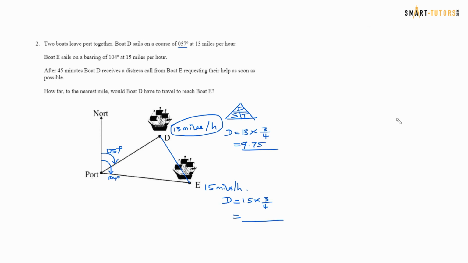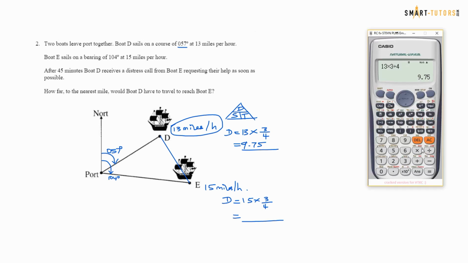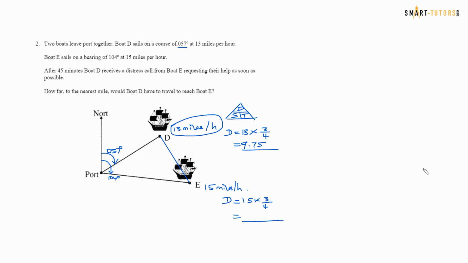9.75. I just want to double check the answer is correct, so I'm going to do it a different way. 13 times 0.75, which is 3/4. Yes, I think the answer is correct. Now the next one is 15 times 0.75. It's 11 something. Yeah, 11.25. So we have the two answers ready now.